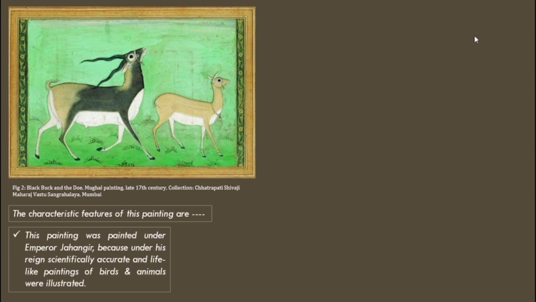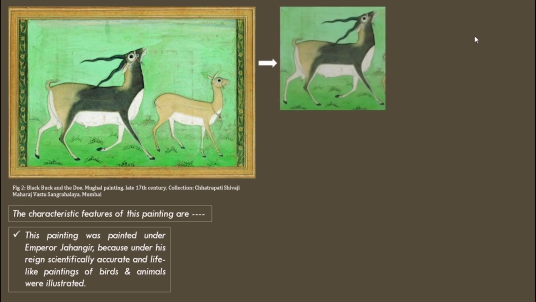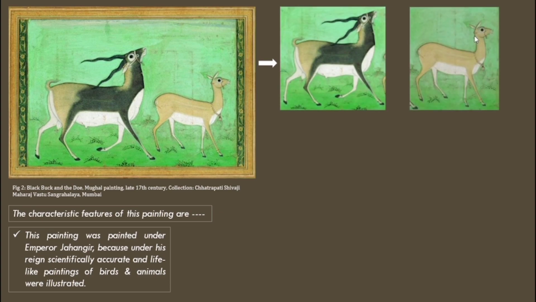And you can see the characteristic features of the painting. The first is that it is a painting from under Emperor Jahangir. And why? Because it has scientifically accurate and lifelike paintings of animals. If we see closely, this is the black buck and this is the doe. And the next is the flower motif. As we have talked about, it's either calligraphy or a flower motif.